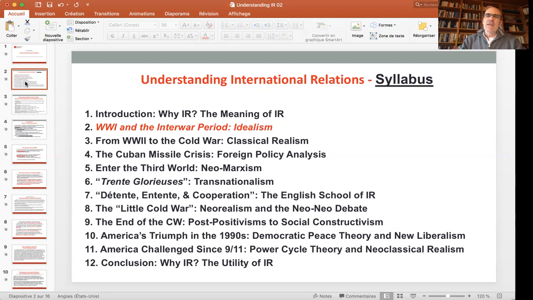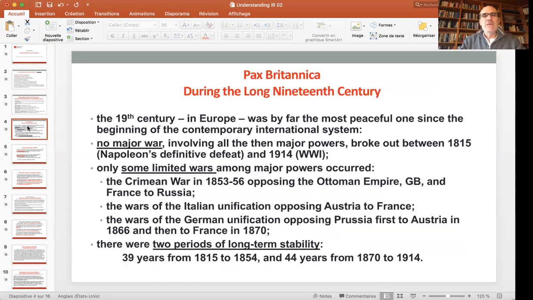And what's more, there were two significant periods of overall stability in Europe, 1815 to 1853, so 38, 39 long years, and 1870, France's defeat against the Prussians, up to 1914, a period of 44 years of stability. This stability, ladies and gentlemen, is ascribed by historians to the British hegemony, to the British preeminence. And this is the reason why this long 19th century is synonymous with what historians call the Pax Britannica.